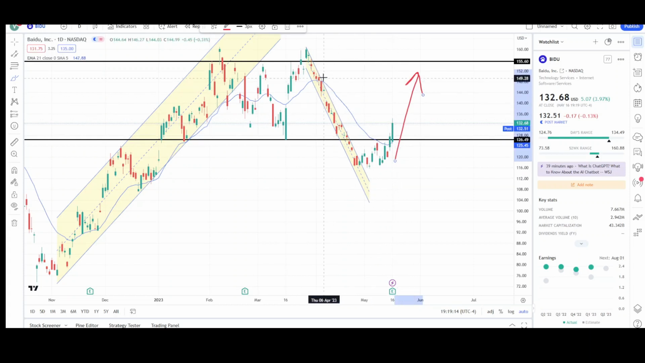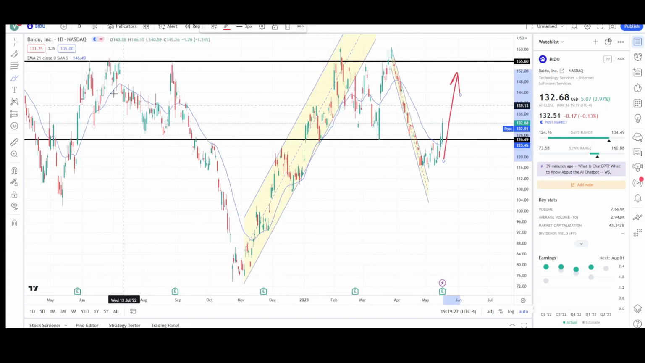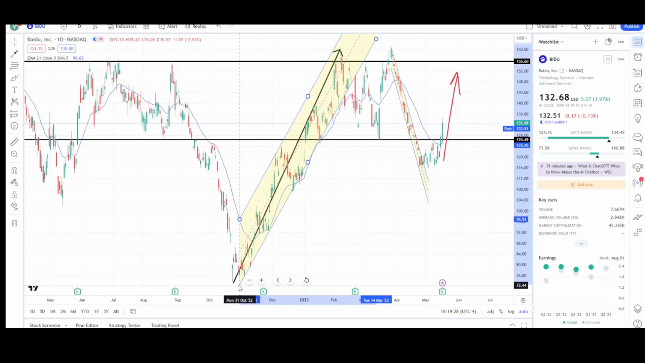We have a lot of stops to run because this move right here was not sustainable, and we could be targeting that 155, 156 level. So we'll see if that occurs. Right now it's looking pretty bullish for Baidu. If we do another measured move up, where can we possibly go?